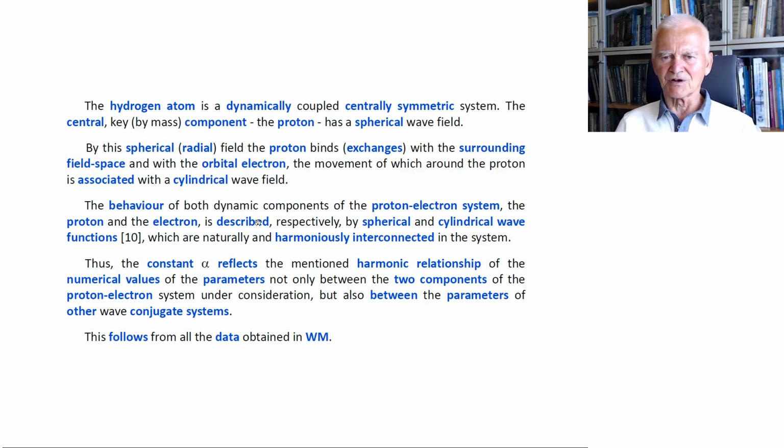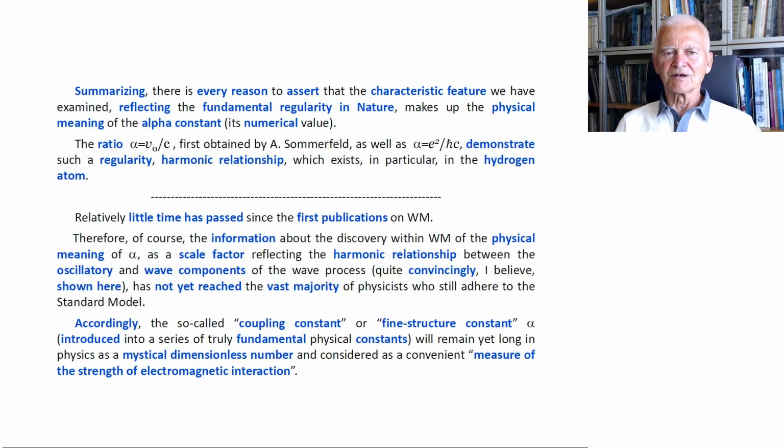The behavior of both dynamic components of the proton-electron system, the proton and the electron, is described respectively by spherical and cylindrical wave functions, which are naturally and harmoniously interconnected in the system. So the constant alpha reflects the mentioned harmonic relationship of the numerical values of the parameters, not only between two components of the proton-electron system under consideration, but also between the parameters of other wave conjugate systems. This follows from all the data obtained in the wave model. Summarizing, there is every reason to assert that the characteristic feature we have examined, reflecting the fundamental regularity in nature, makes up the physical meaning of the alpha constant, its numerical value.